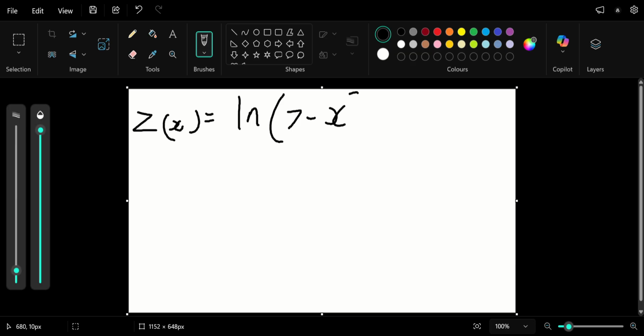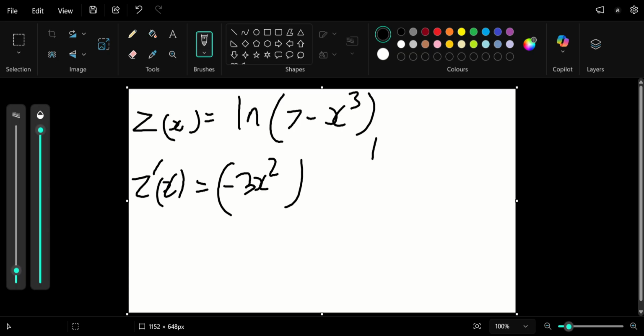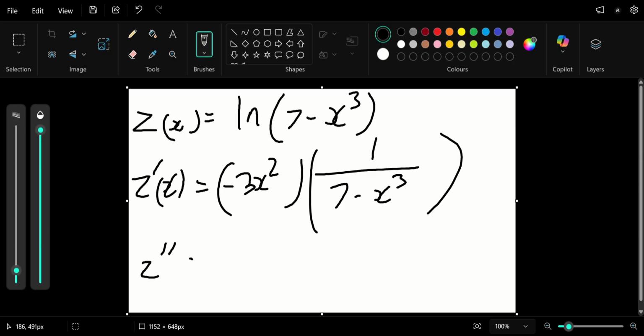z of x is log of x of 7 minus x cubed. You can try and pause the video and find out the first derivative, but we're going to jump straight in. For a log, first you need to differentiate the inside bracket. So that will just give us minus 3x squared from the x cubed over here. But we also need to multiply it by 1 over whatever is in the inside bracket, 7 minus x cubed. And that's your first answer.